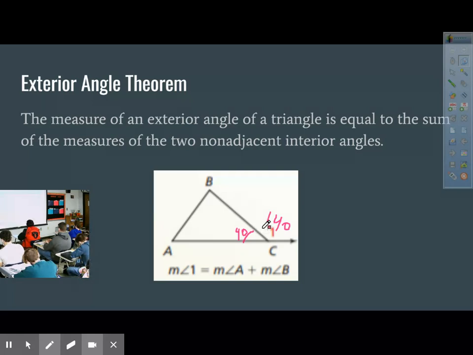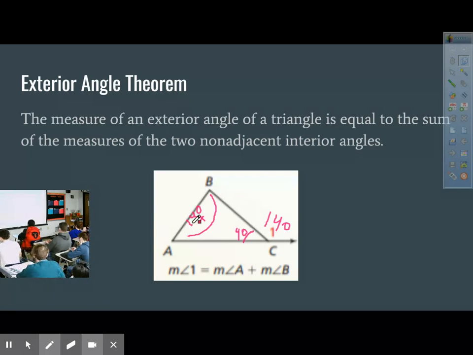Well, these 2 have to add up to 180. What do all 3 of these have to add up to be? 180. So if this one's 40, these 2, I don't know what they are, but what are they going to have to add up to be? 140, because they all 3 have to add up to 180. So these 2 have to add up to be 140, and this one's going to have to be 140. So that's where that comes from.